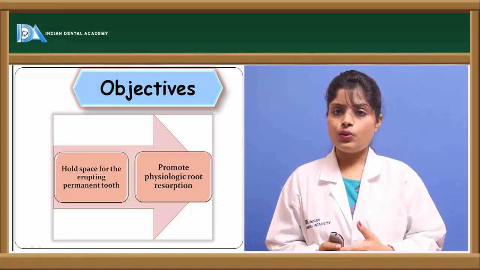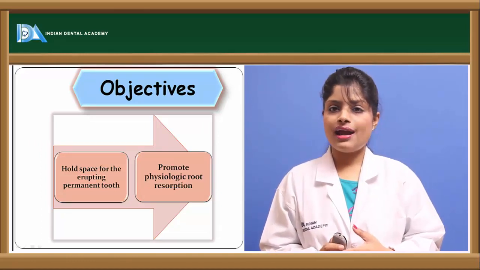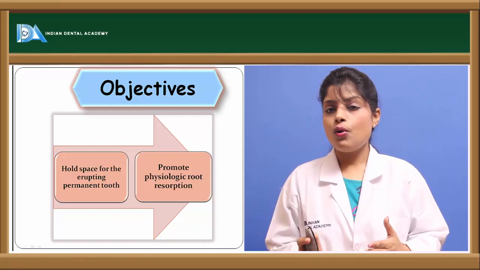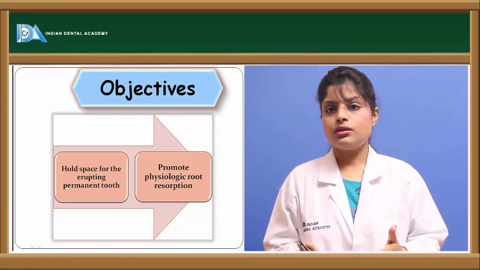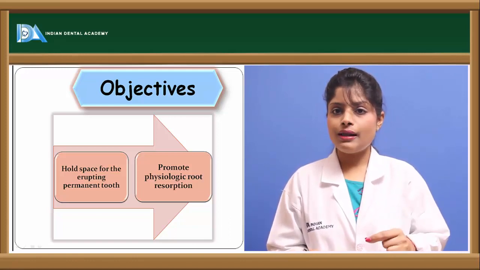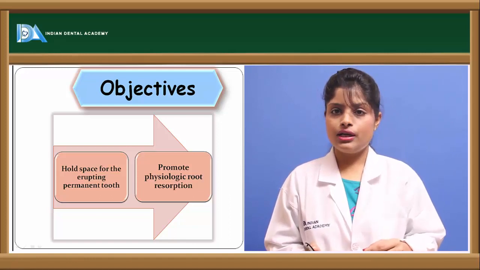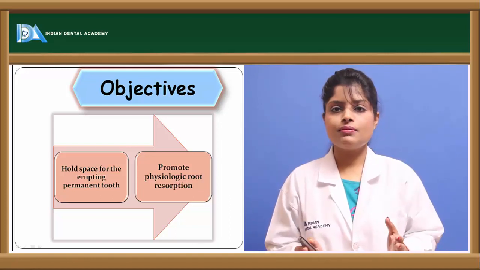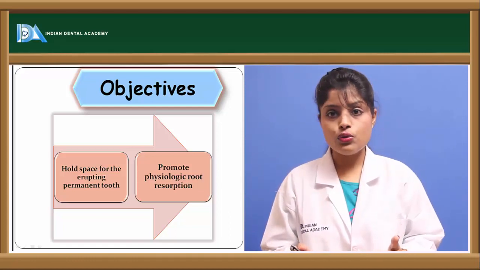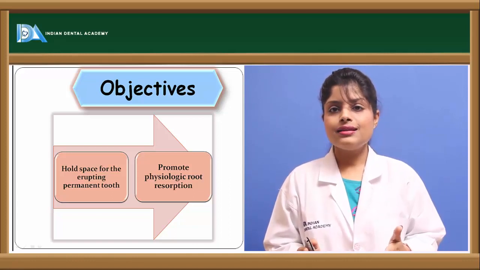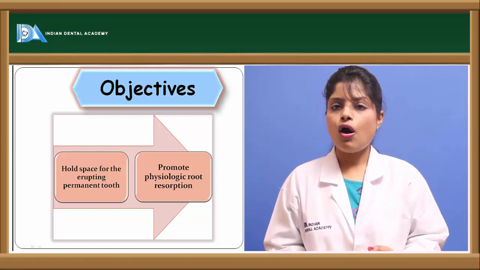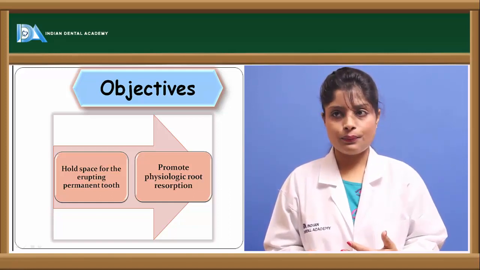Furthermore, it also has the objective to hold the primary tooth in the oral cavity in a non-pathological state, and moreover to promote the physiological resorption of root. That is, if we fill the pulp canal with the obturating material, the rate of resorption of the obturating material should be same as the rate of resorption of the root of the primary tooth, so as they can exfoliate at the normal time and facilitate the eruption of the permanent successor.